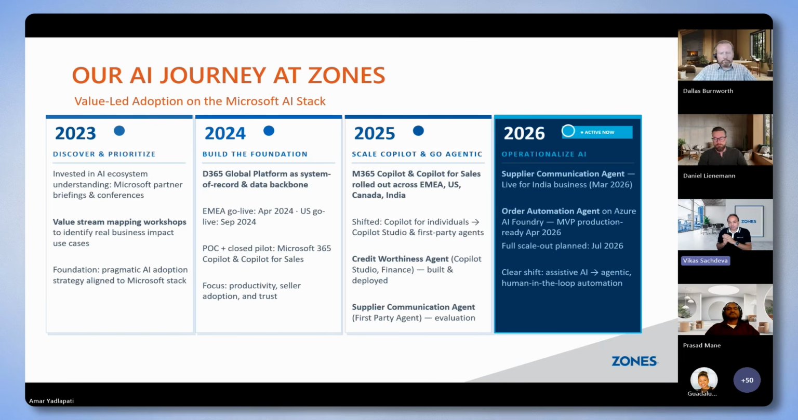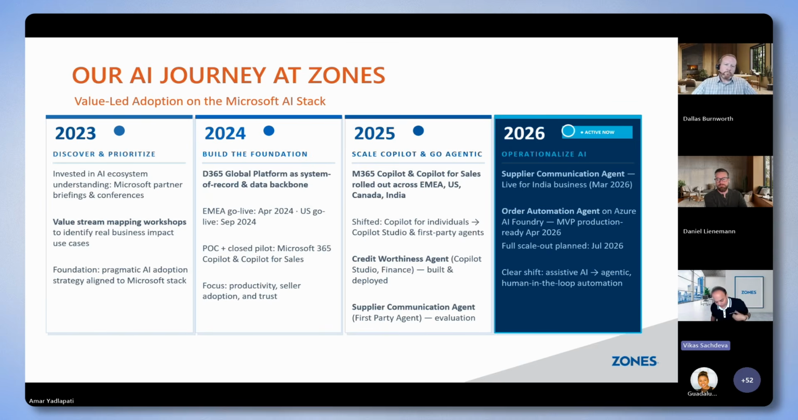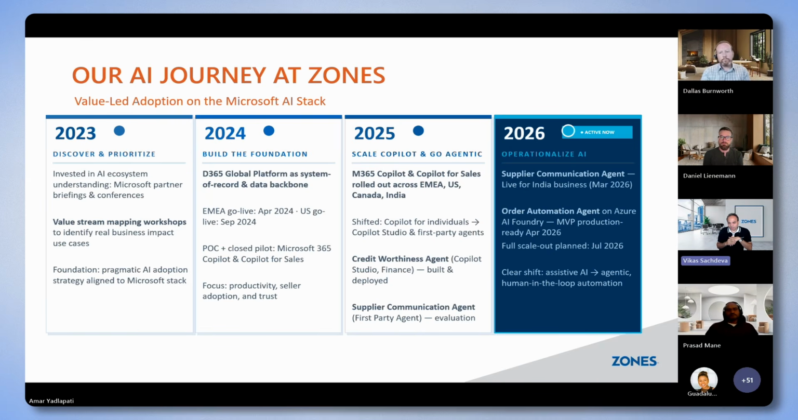When Dallas talks about M365 Copilot, he will go into more detail on what that journey looked like. In parallel to experimenting with Copilot, since we were live on the Microsoft Dynamics global platform, we started looking at the first-party agents that Microsoft has been building in all the domains. We shortlisted a few relevant agents and started by evaluating the Supplier Communication Agent in detail.